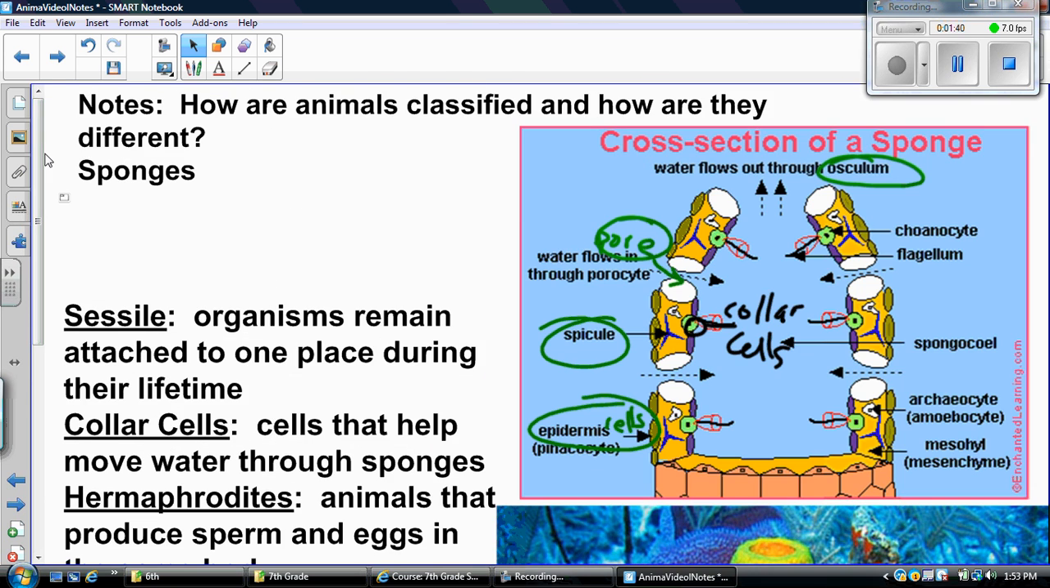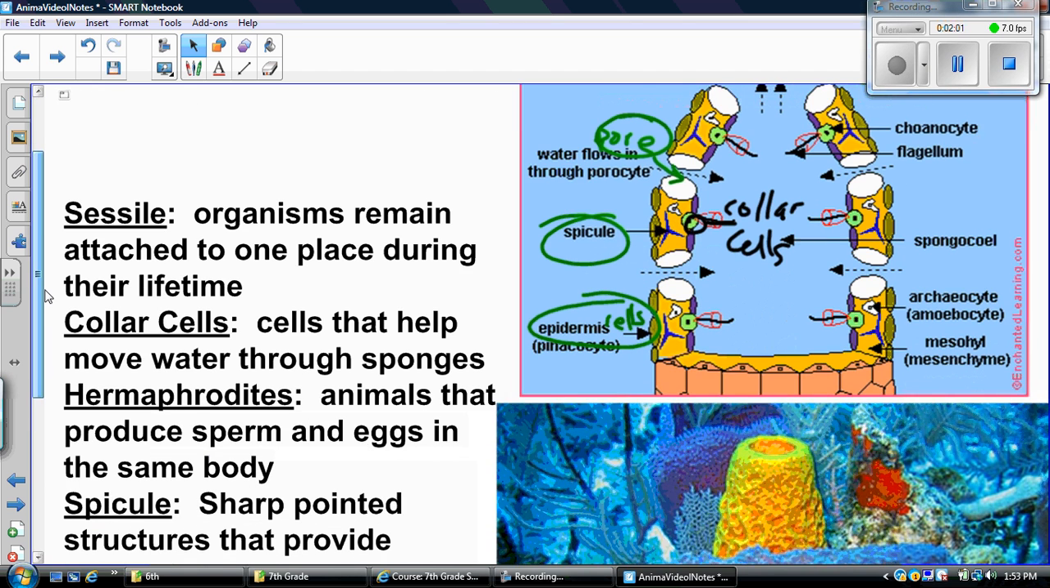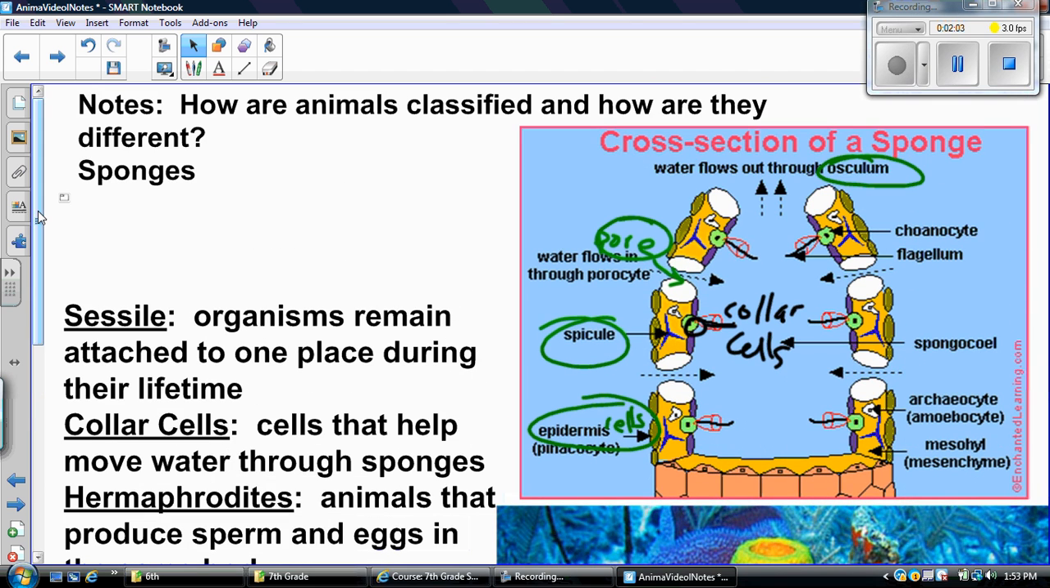So let's take a look at where those are at. The osculum is the opening of the sponge. This is where nutrients enter and waste exit. Pore is where water flows through into the sponge. That's the space. Okay, a spicule is right here. Remember, the spicule is the sharp-pointed structure that provides support.